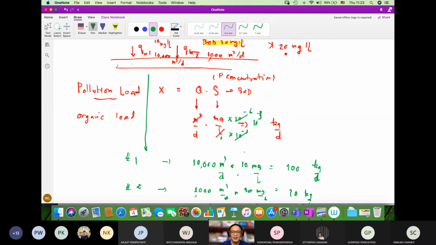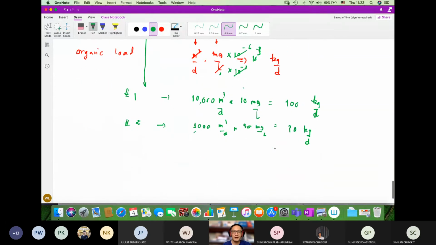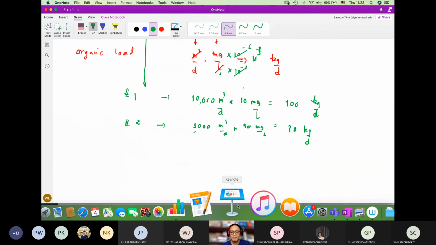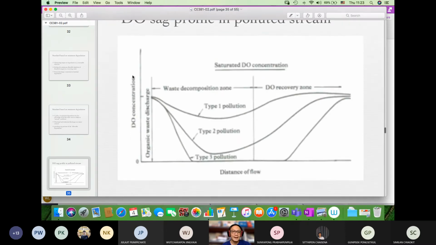That is why for concentrations in terms of milligrams per liter you just multiply by 10 to the power of minus 3. So you get 100 kilograms per day. Okay. Another aspect related to the minimum degradation is the Streeter-Phelps profile. What is the Streeter-Phelps profile?